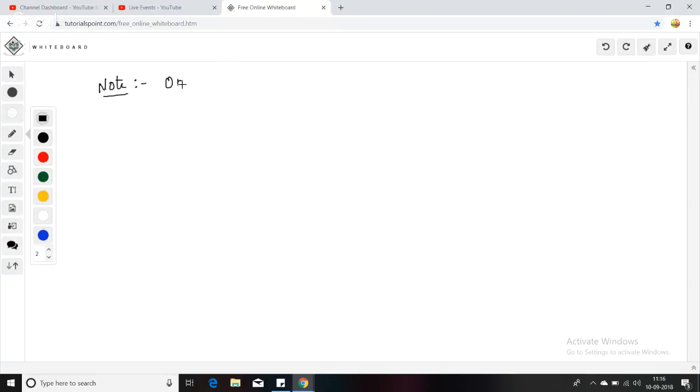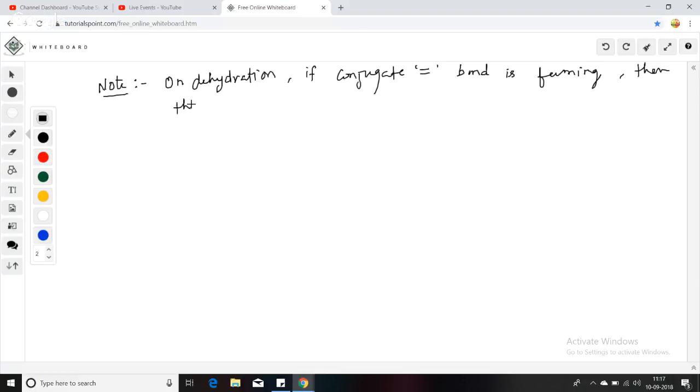On dehydration, if a conjugated double bond is forming, then this will be the major product. Major product.